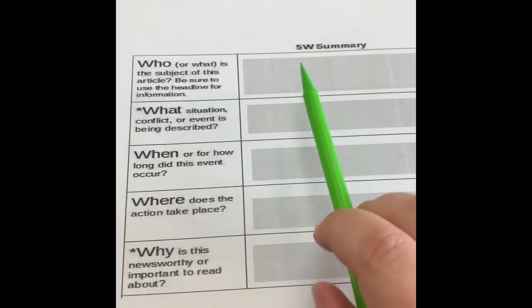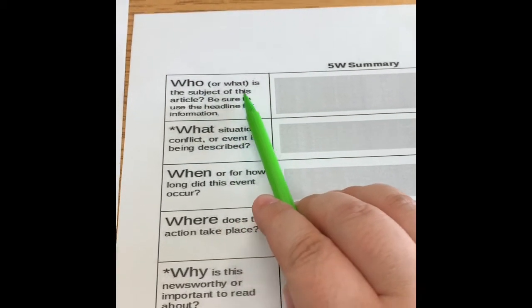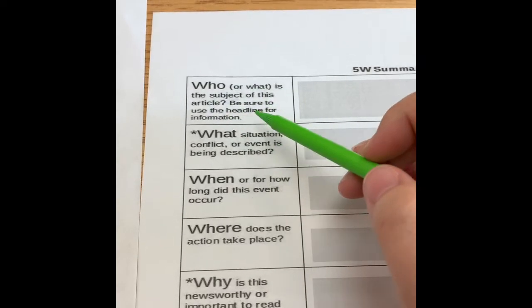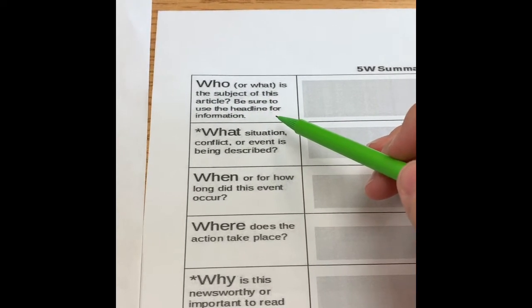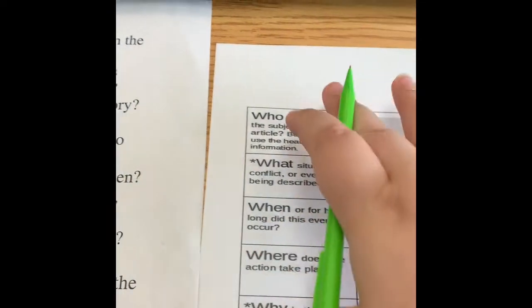The very first thing it asks us on our summary is our who. And on here it reminds us it could also be a what, because sometimes our character's not a person. Sometimes our character's an animal or even an object, like in our story this time. And it says, what is the subject of this article? Be sure to use the headline for information. So sometimes we can use a title as well as a headline. So if we're doing a nonfiction, we would do headline. But if we're doing a fiction, like The Tiny Seed, we're going to use the title.